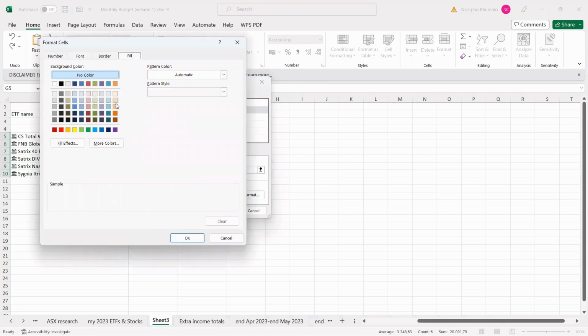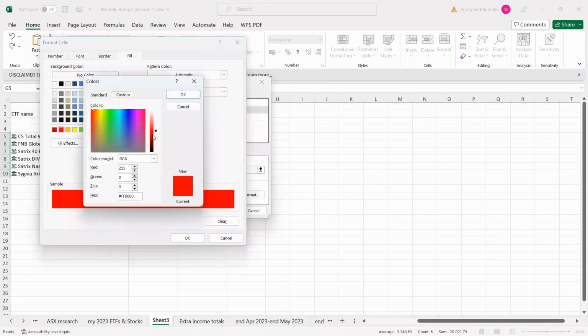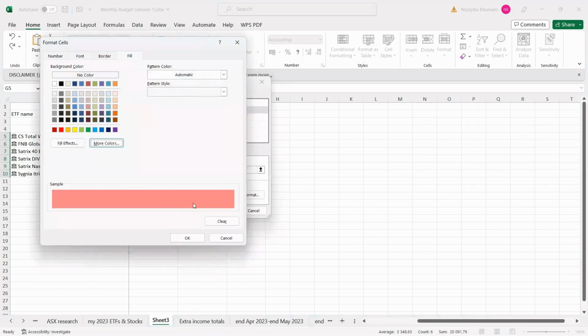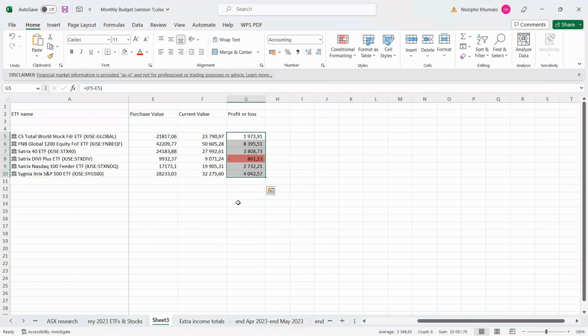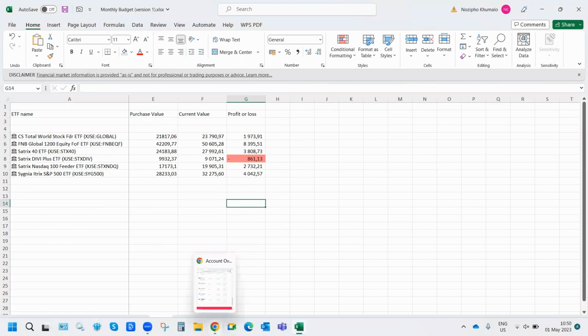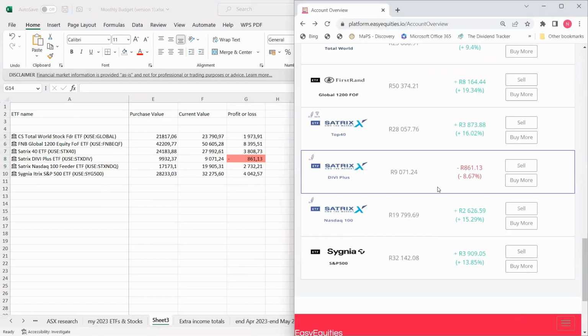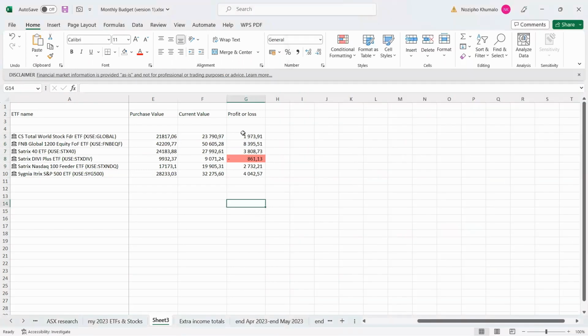I want the color to be red, but a lighter red, not a dark red. Let me choose this red and click on more colors so that I can customize the red to be a light red and not so dark. Okay, so that's okay. Okay, you see what it does. So because of that rule, I said any number that's less than 0, the cell should be formatted to a red color. So Satrix Divi is the only ETF with a loss in my TFSA, as you can see. So that is at a loss. That's why it's red, and I'm highlighting it red in my Excel sheet as well.